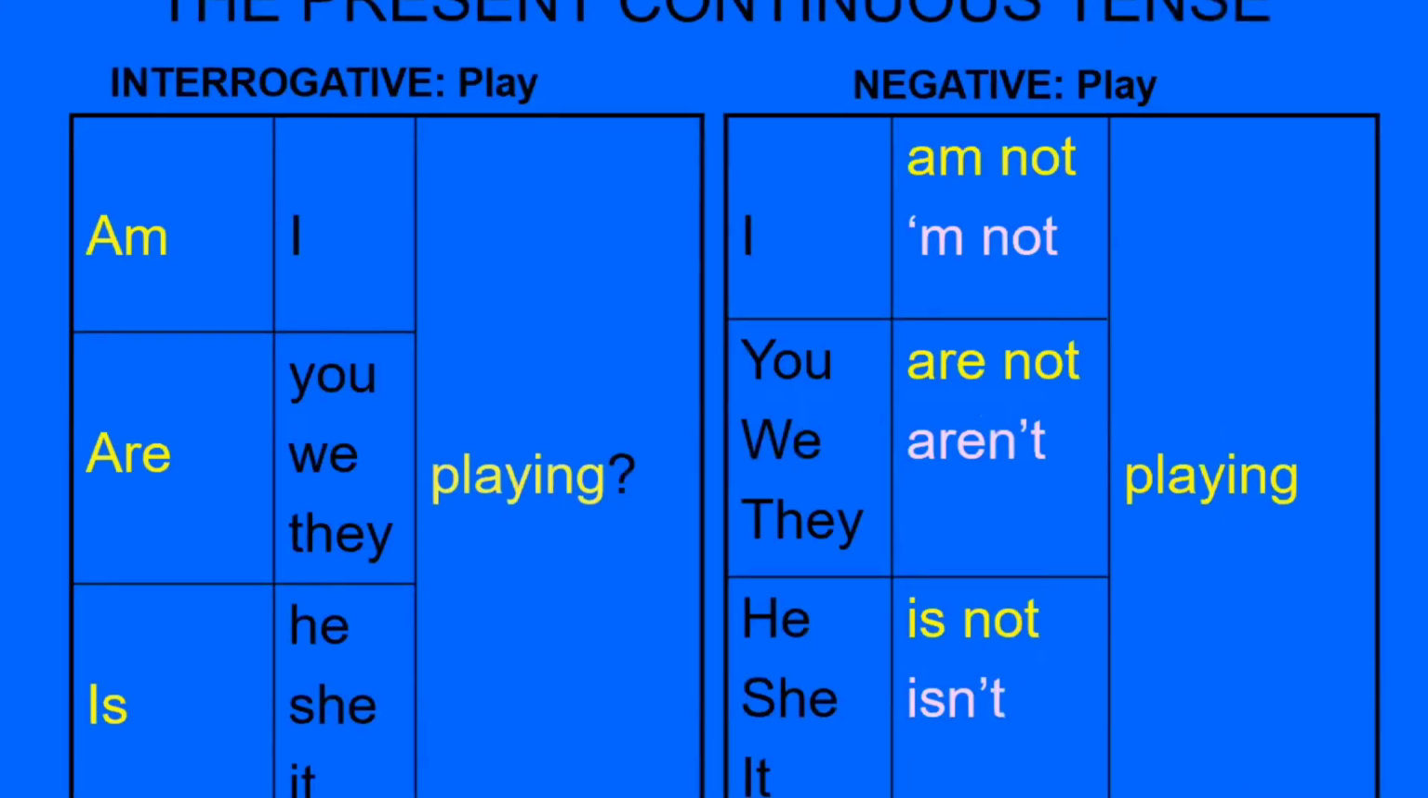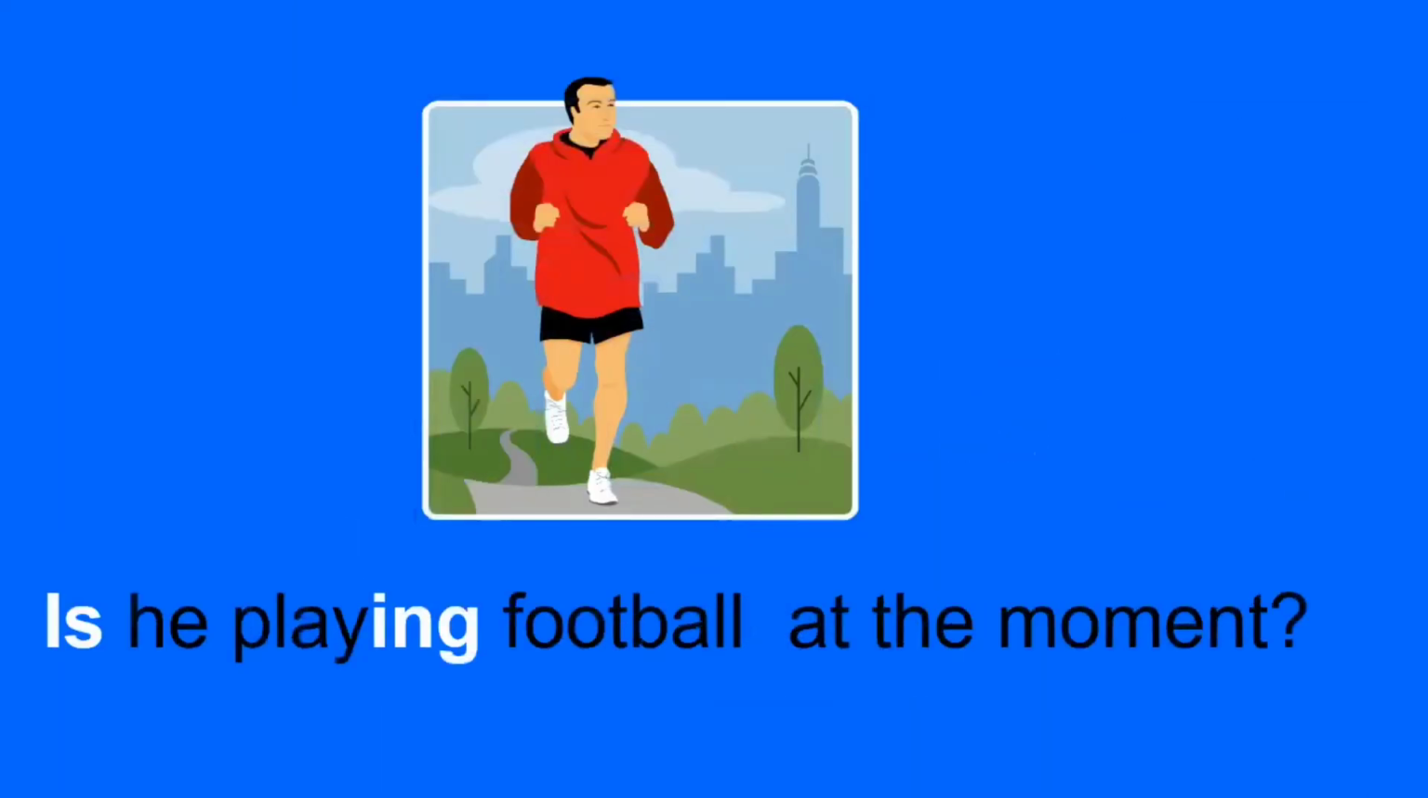Now, present continuous tense in interrogative and negative sentences. Interrogative is question sentences. Am I playing? Are you playing? Is he playing? Is she playing? Is it playing? Right? Then if we have to make negative present continuous tenses, we'll say I'm not playing, you're not playing, we are not playing, they are not playing, he is not playing, she is not playing, it is not playing. So this is how you make negative and interrogative present continuous tenses.